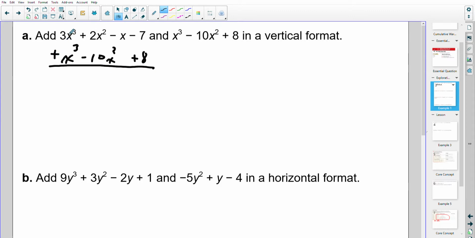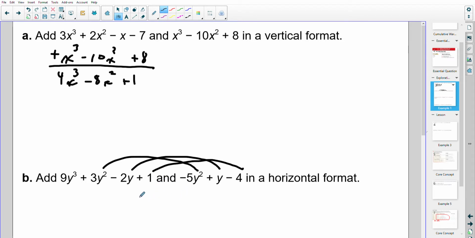And when you add them, notice how I'm putting them next to the like terms. So this is going to be 4x cubed minus 8x squared plus 1. Now, horizontal format basically is where you're just adding horizontally. And so this is going to be 9y cubed minus 2y squared minus y minus 3.